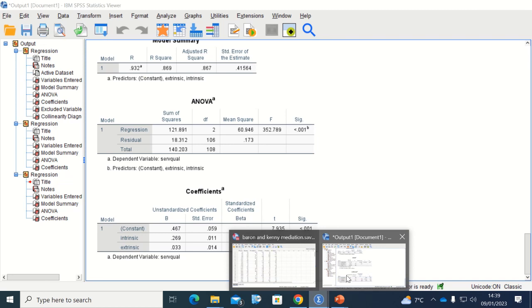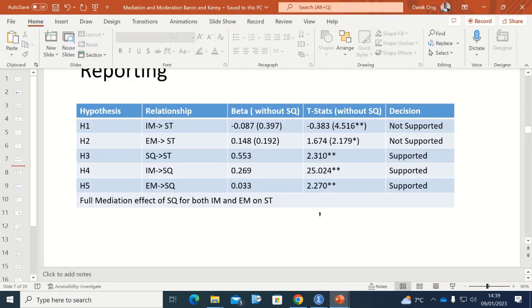Okay, and so with the Baron and Kenny method, this shows that there's full mediation when SQ is introduced as a mediator, which subsumes the effects of the intrinsic and extrinsic motivation.